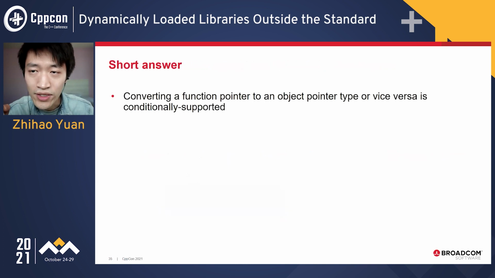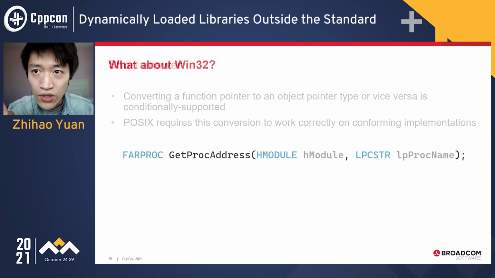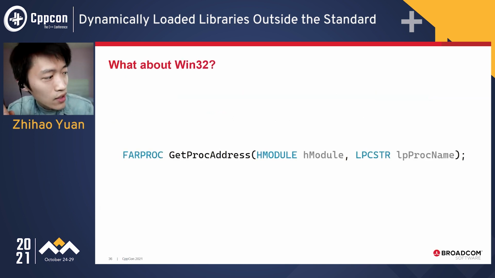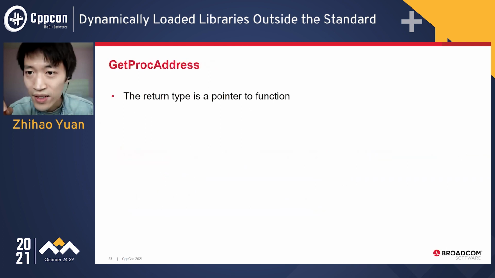The short answer is maybe. Converting a function pointer to an object pointer type or vice versa is conditionally supported. But the POSIX standard requires this to work correctly on conforming implementations. So they probably never thought about it. What about Win32? GetProcAddress returns FARPROC. Well, this is a pointer to function. So not bad.